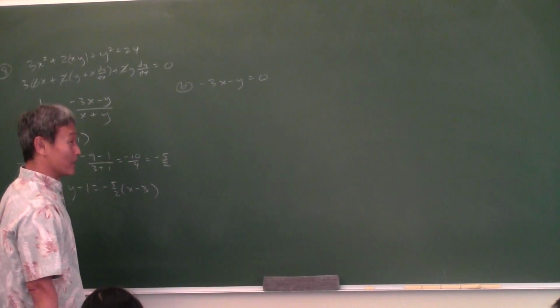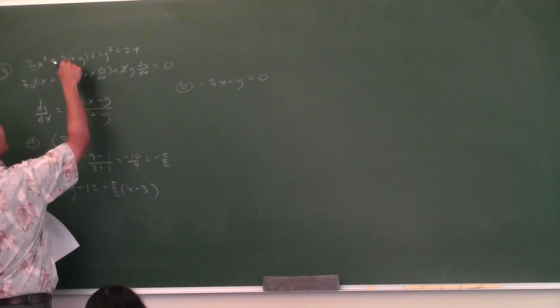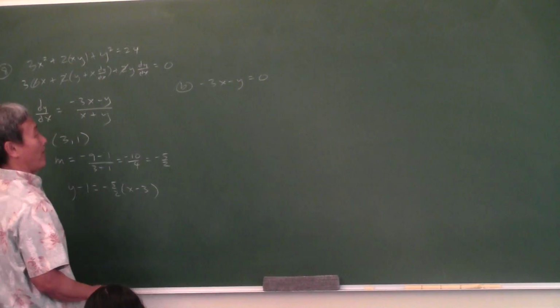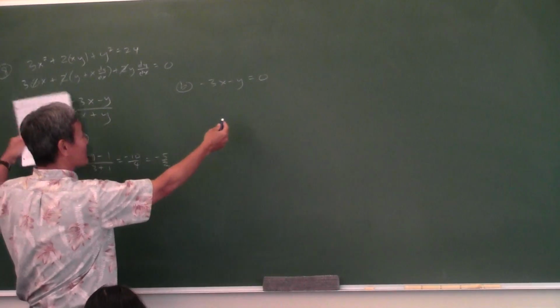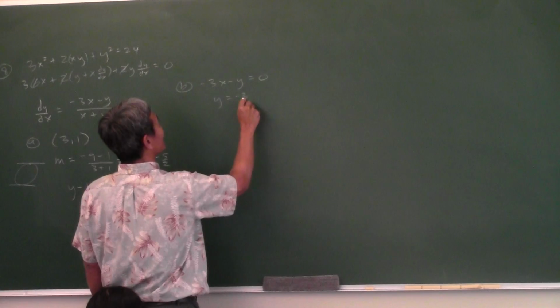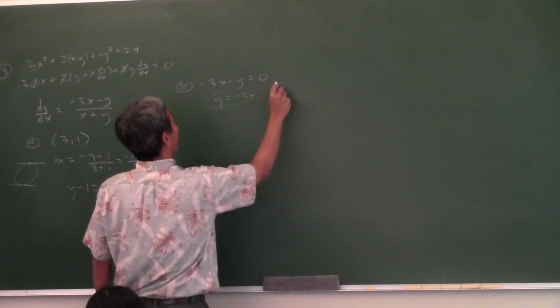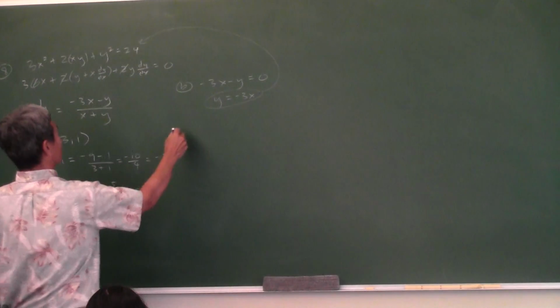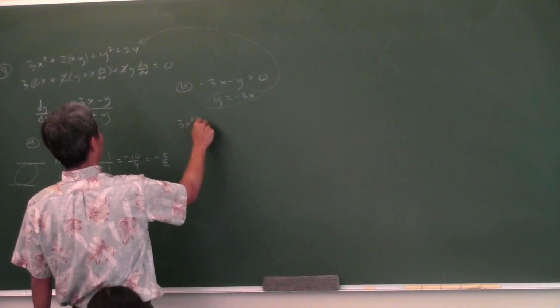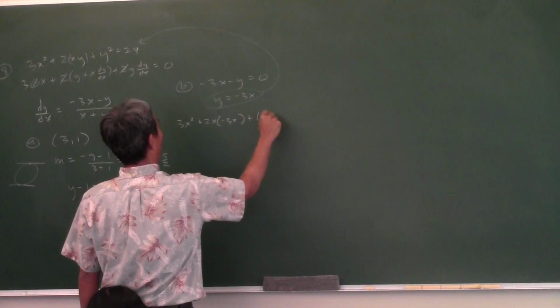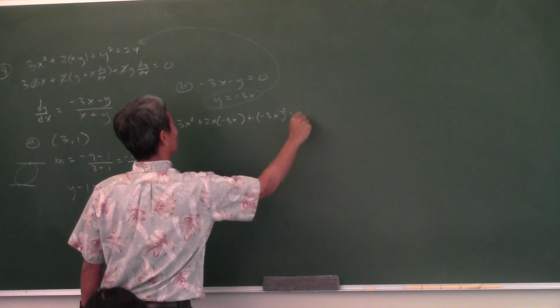Okay, now what do you do with this? How do I find the point on this graph where this is true? You solve the equation simultaneously. So solve for one letter in this equation, y equals negative 3x. Take this and plug it into the original equation. So you're going to have 3x squared plus 2xy plus y squared equals 24.